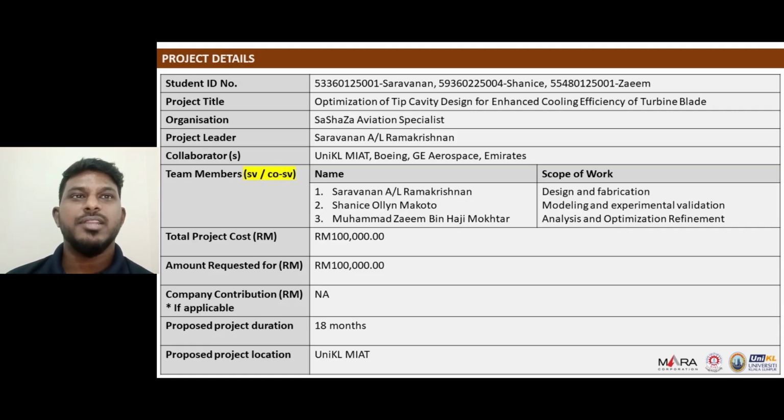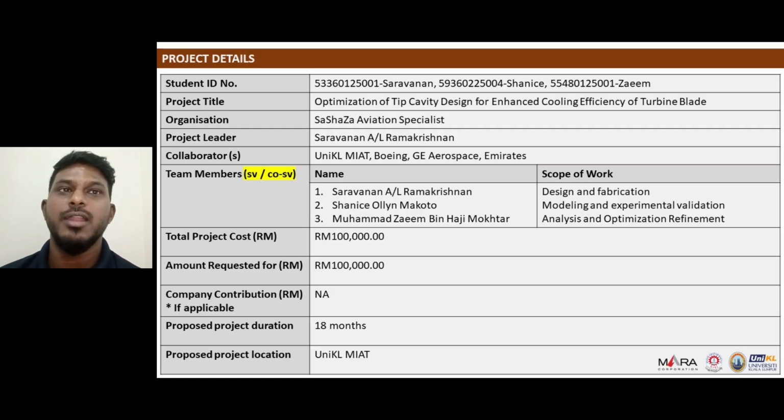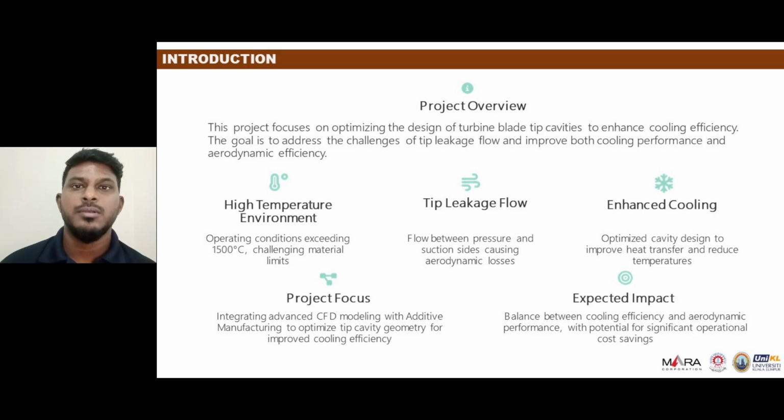Our project title is Optimization of Tip Cavity Design for Enhanced Cooling Efficiency in Turbine Blade. The project leader will be myself, and our collaborators are Unical Mead, Boeing, GE Aerospace, and Emirates. The total project cost will be RM 100,000, and the proposed project duration will be 18 months.